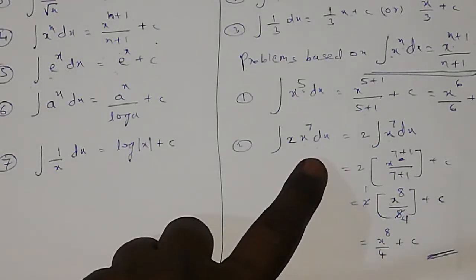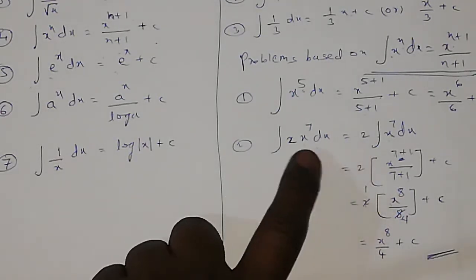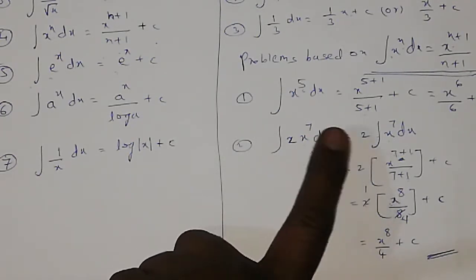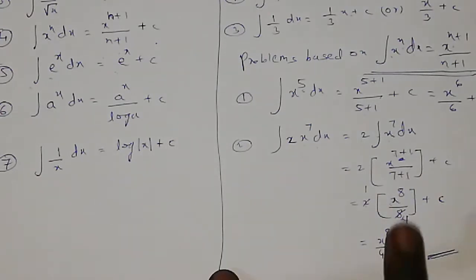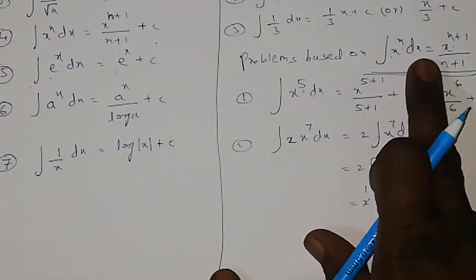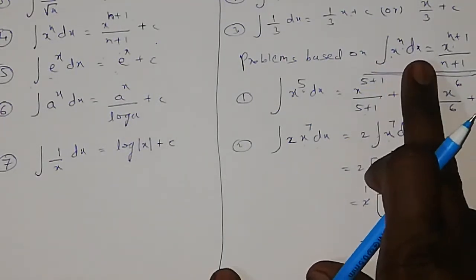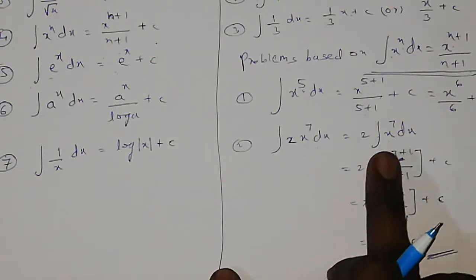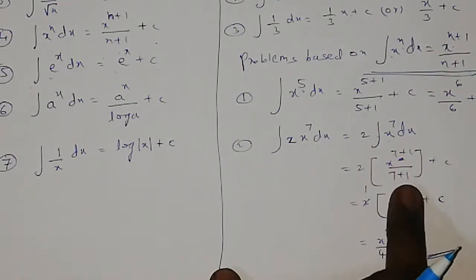Integration of 2 into x power 7 dx is equal to, first what we are doing, we have to send the coefficient of x power 7 to outside. So it becomes 2 into integration of x power 7 dx. Now it is in the form of x power n dx. So integration of x power n dx is equal to x power n plus 1 by n plus 1. So what it becomes? 2 into integration x power 7 plus 1 by 7 plus 1.